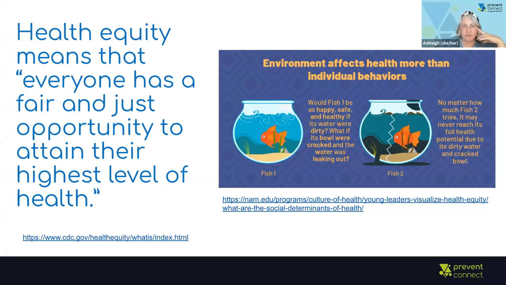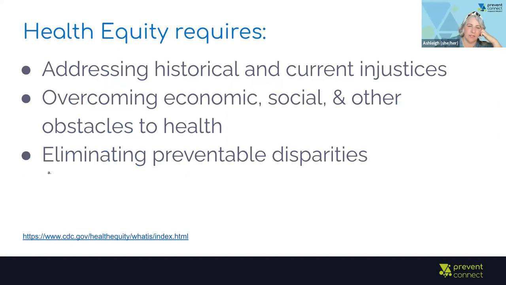And so this image is really showing us that environment has a larger impact oftentimes than just individual behaviors when it comes to health. If you put a fish in a bowl that is safe, the bowl is not cracked, there's clean water, it is probably going to have a better chance of being happy, safe, and healthy. If you look at the fish on the right, no matter what this fish does, the fact that its bowl is cracked, that its water is dirty, it can do all of the things that it has control over, but it may not be able to reach its full health potential based on its environment. So that's just something to keep in mind as we go through our conversation today, that we're really thinking about environment.